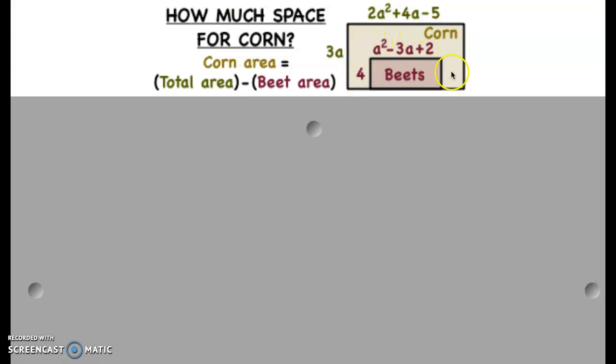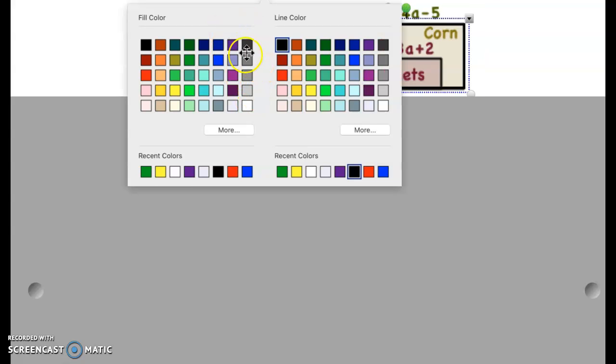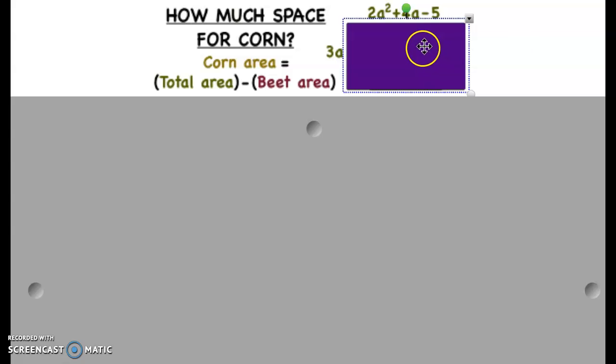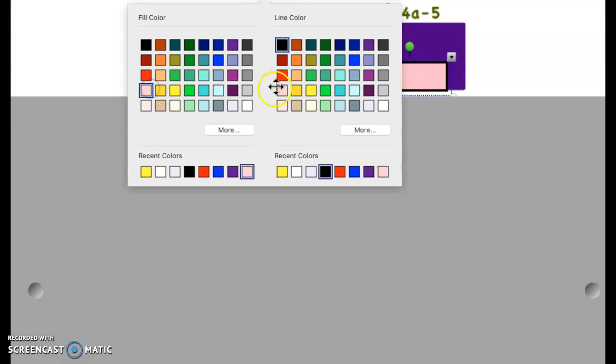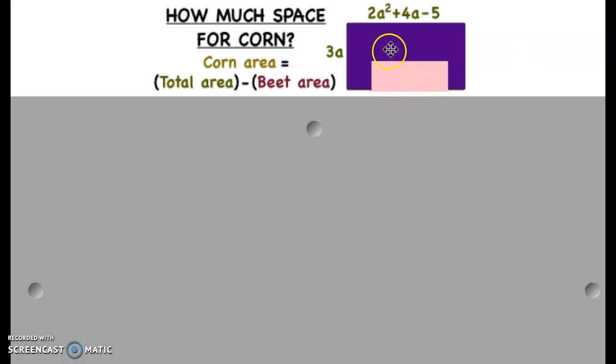So I need to set up a little equation, and we can get a good visual here. I need to find the total area of the entire garden. Once I figure that out, I need to subtract that little piece where I plant the beets, because then what's going to be left over is the area of where I plant the corn.